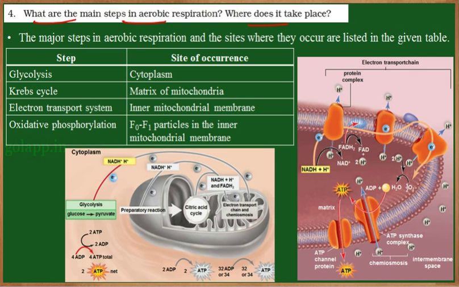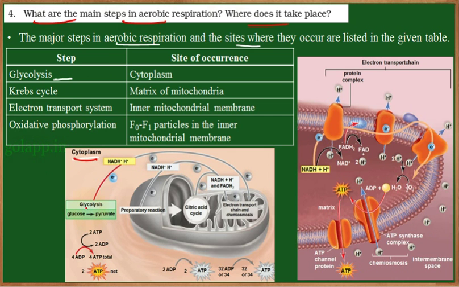There are different steps involved in aerobic respiration and it occurs in different parts of the cells. So let us learn about them. The first one is glycolysis. Glycolysis occurs in the cytoplasm. So here it takes place in the cytoplasm of the cell.